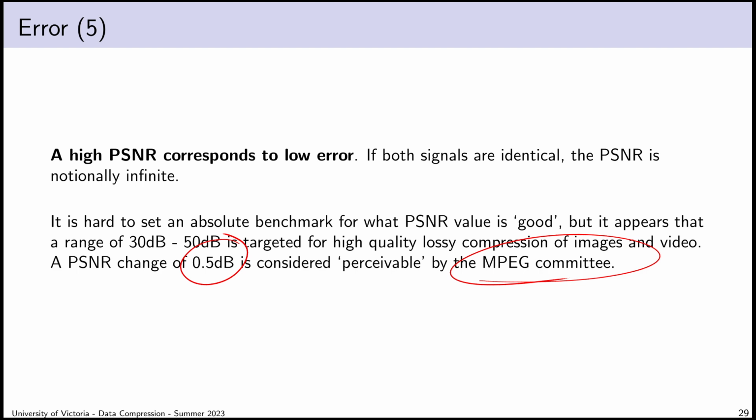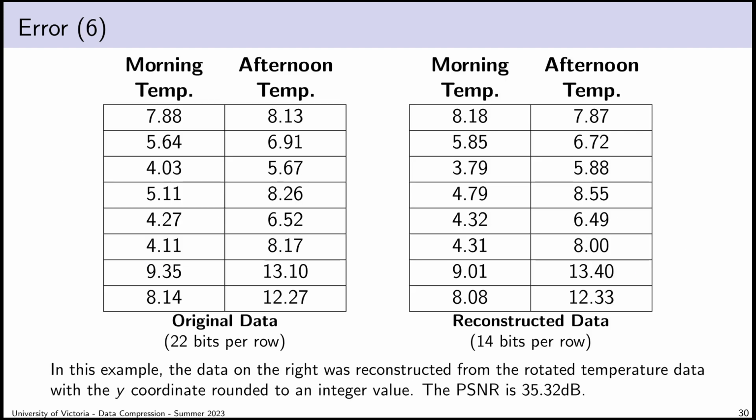So if I perform a transformation that changes the total PSNR by 0.2, it's unlikely that a human viewer would notice the difference. If it changes by 0.5 or more, a human viewer would notice a perceivable impact on quality, lower or higher. So that's also something we should keep in mind.